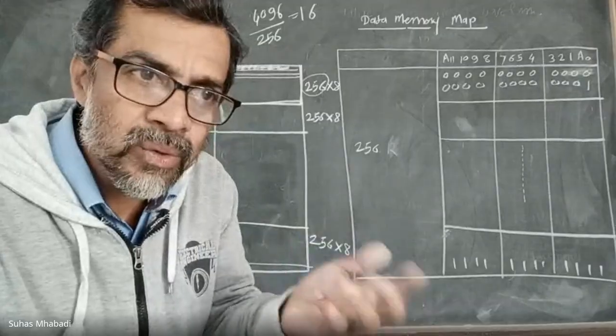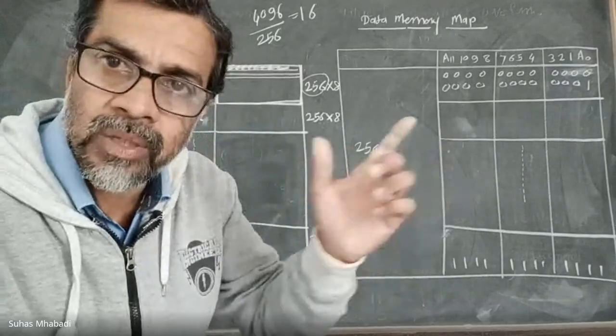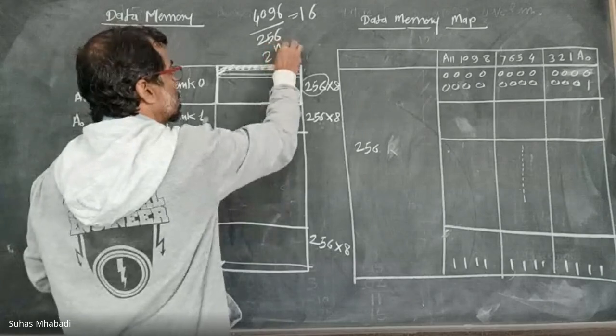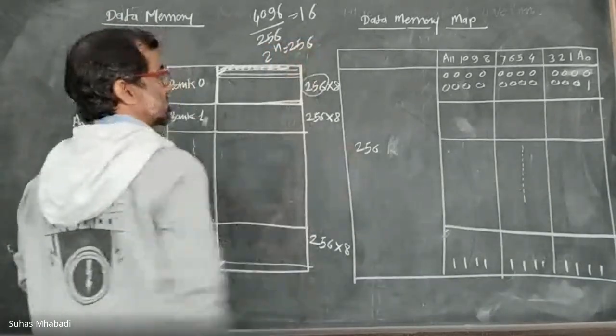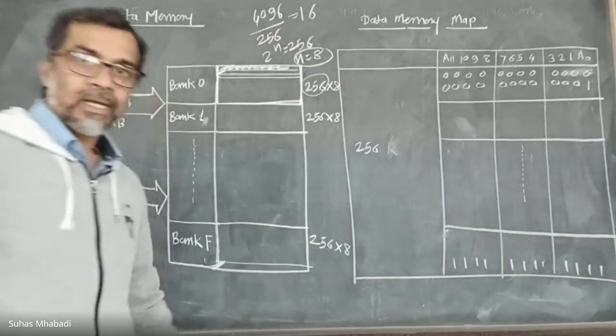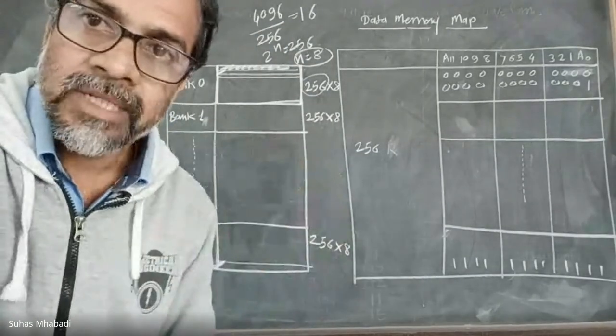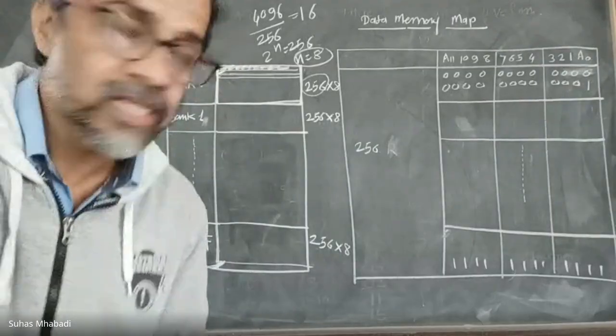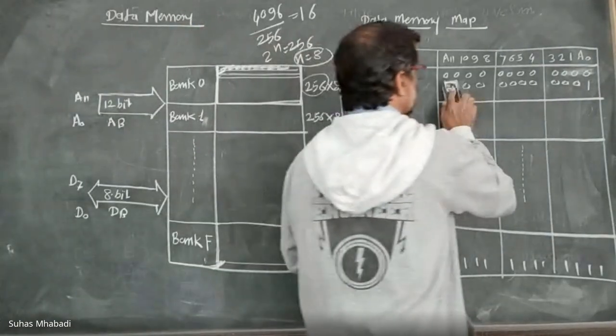Address lines should be such that 2 raised to n is equal to 256. Let me put it here: 2 raised to n is equal to 256. I got to know that n becomes 8. With 8 lines I will get 256 different addresses. How? See.